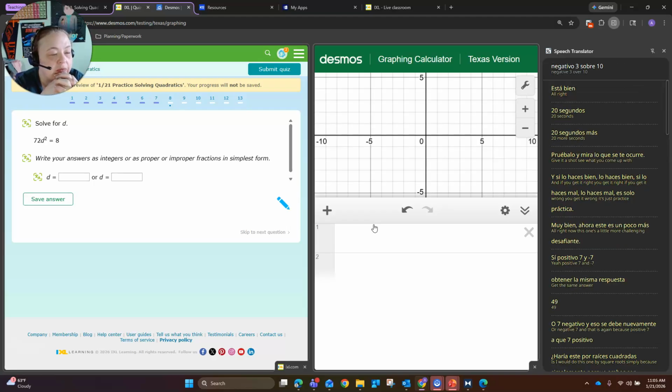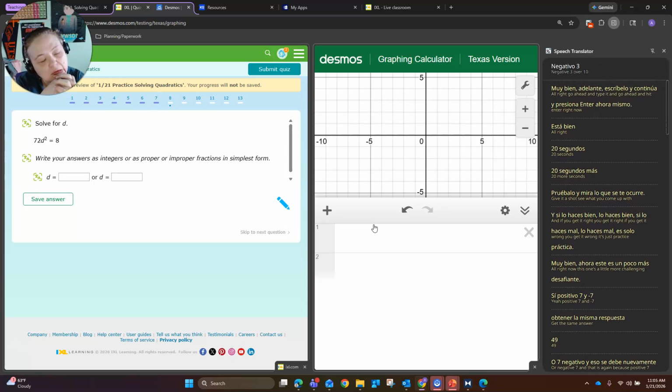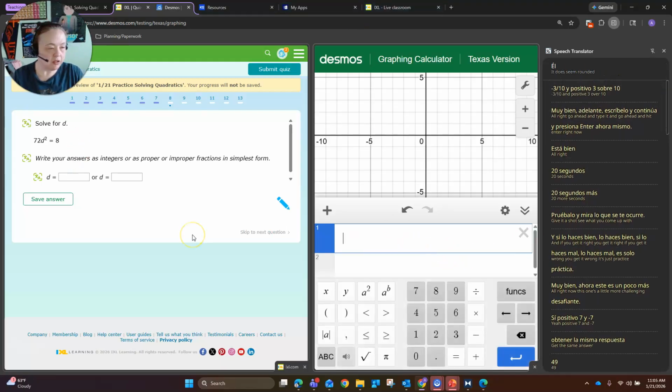-3/10 and +3/10. Okay. That does seem rounded. That's pretty close, actually. All right. So this one, again, is a little weird because you will get a fraction. And sometimes the fractions are a pain. All right.